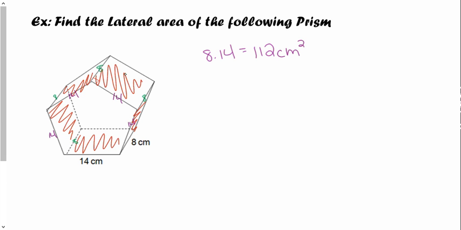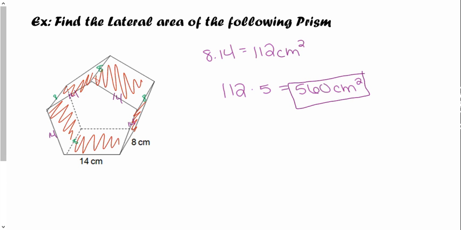Now if you notice, I have 1, 2, 3, 4, 5 of these. So to find the total lateral area, instead of finding each one of these 5 times, I'm going to take the 112 and times it by 5 to get my final answer of 560 square centimeters. So that is my lateral area. And that is usually the first step for finding the total surface area.